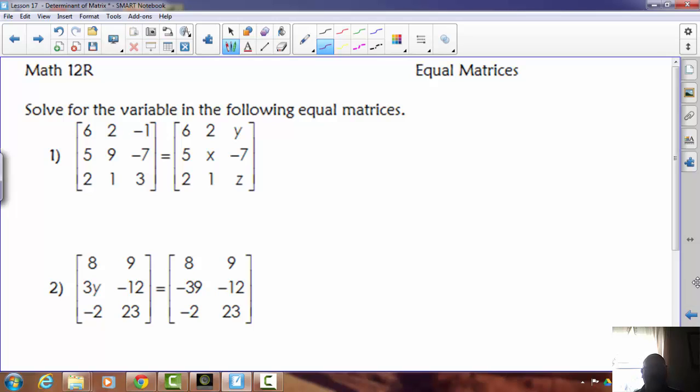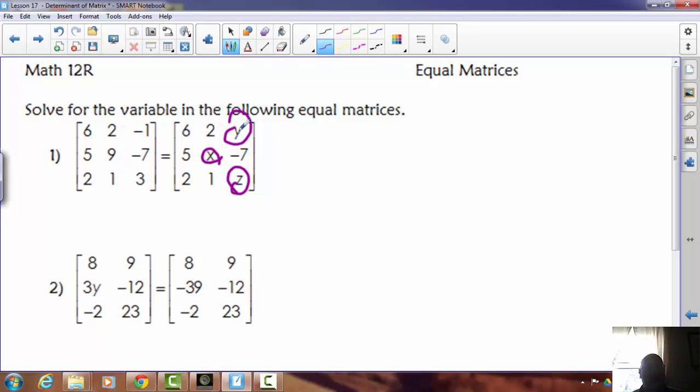So let's take a look at a little short topic called equal matrices, which actually leads into solving matrix equations. What I want you to do here is look for the variable in the following matrices. If you look, you have a Y, and here's the X, and there's the Z. And the matrices are equal.